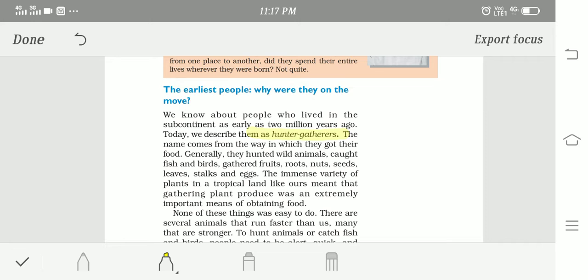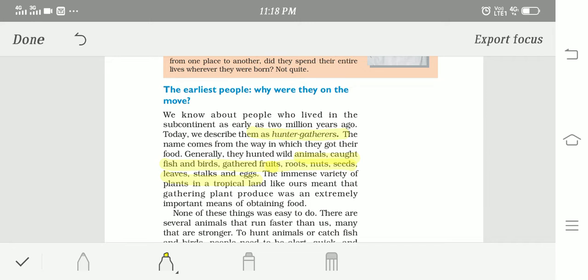Now we will see what kind of animals they used to hunt. Generally they used to hunt animals which graze on grass, and they also caught fish and captured birds. They gathered fruits, nuts, seeds, leaves, like this. By these eatable things they used to survive in the forest. And as the forest was filled with an immense variety of plants, there was no chance that people would not find anything to eat. Yes, in normal conditions they used to get a lot of things from the trees and plants.